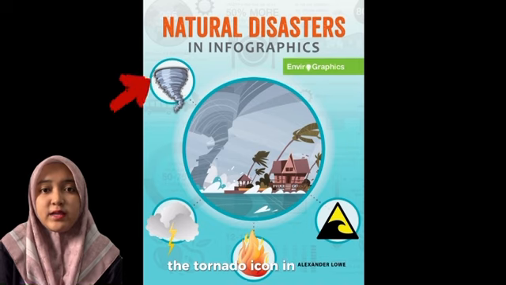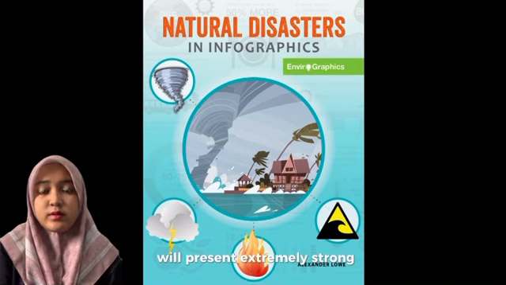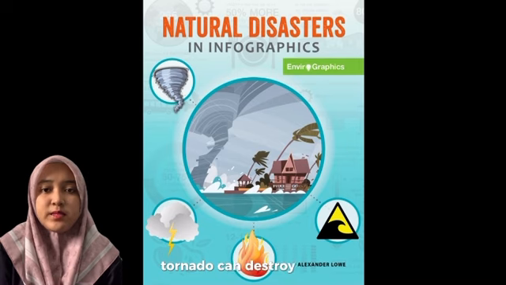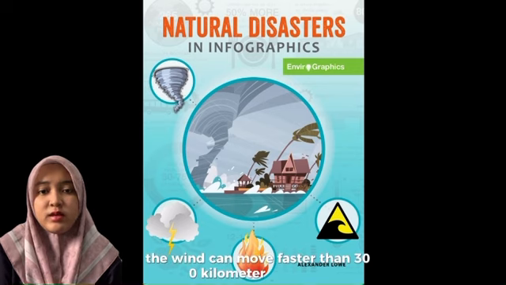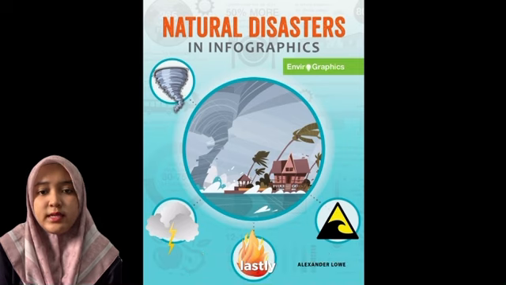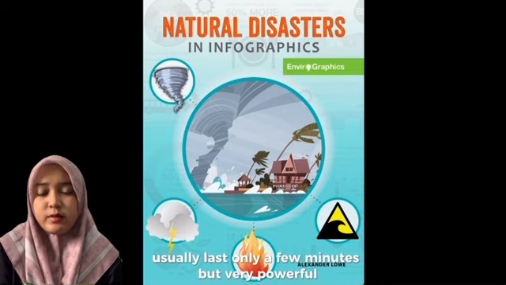The tornado icon in the top left represents extremely strong rotating winds. Tornadoes can destroy buildings, uproot trees, and cause serious danger in a matter of minutes. The characteristic of a tornado is loud sound. It makes a roaring sound like a train. Next, tornadoes have very strong wind. The wind can move faster than 300 km per hour. Lastly, a tornado lasts a short time, usually only a few minutes, but it is very powerful.